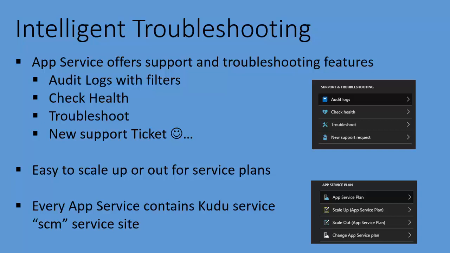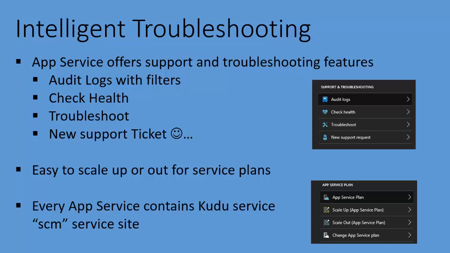And also, if you look at the second screenshot, you will see that you'll be able to scale up or down, and even scale out by provisioning a number of instances, for example, when you hit 80% compute power. And all these features about scaling or scalability, and even troubleshooting and support, come with the App Service.